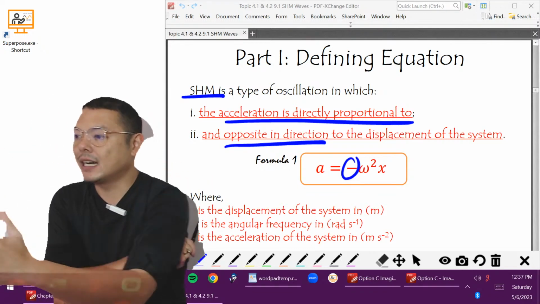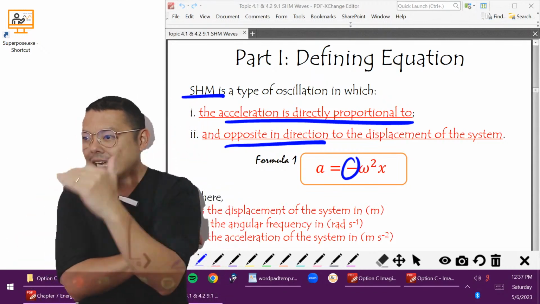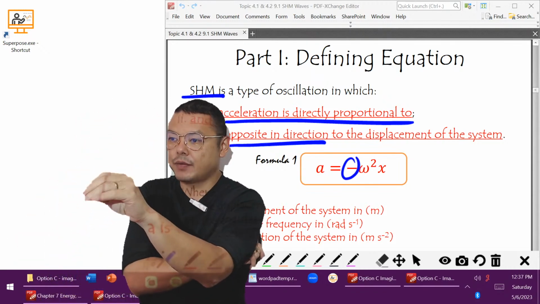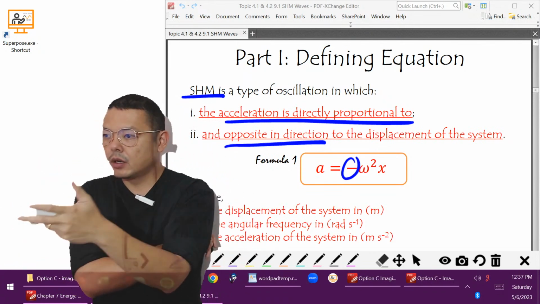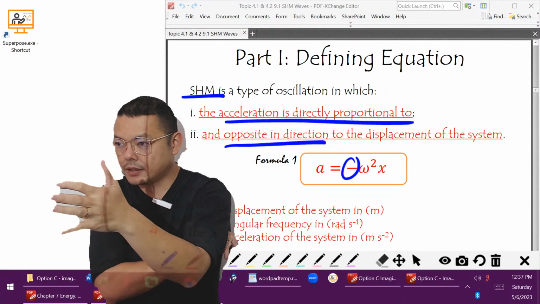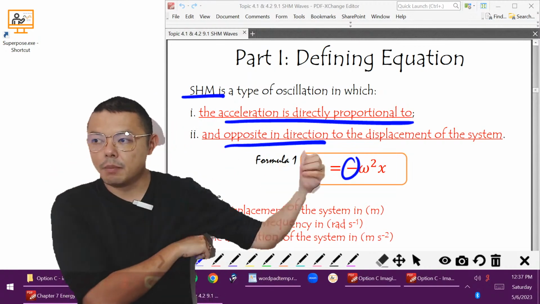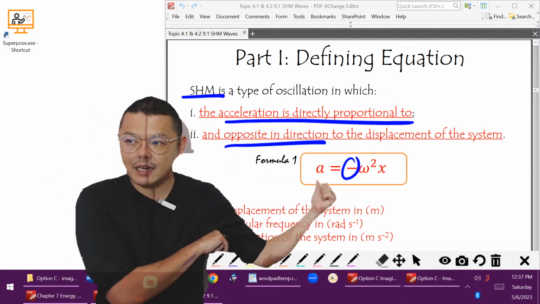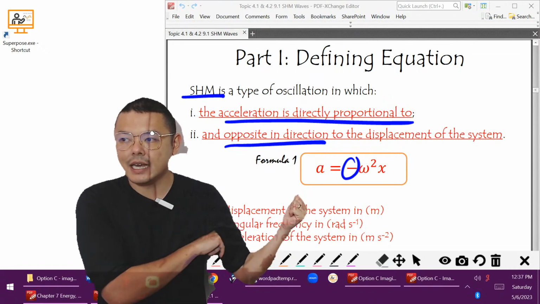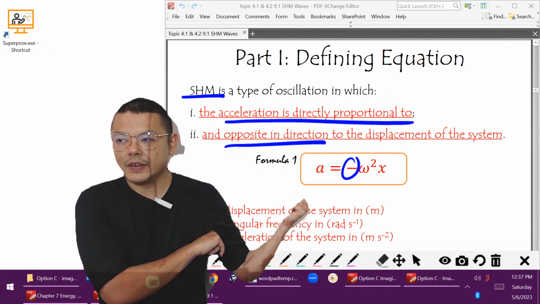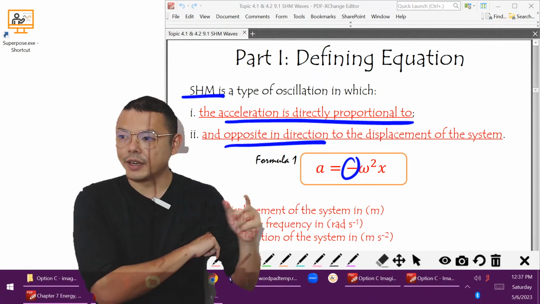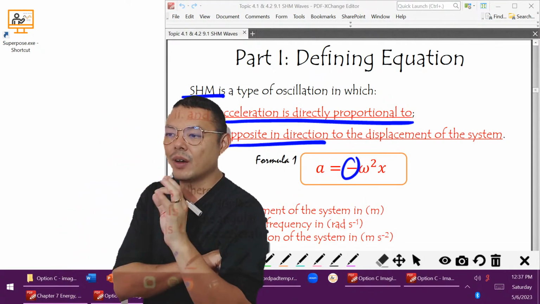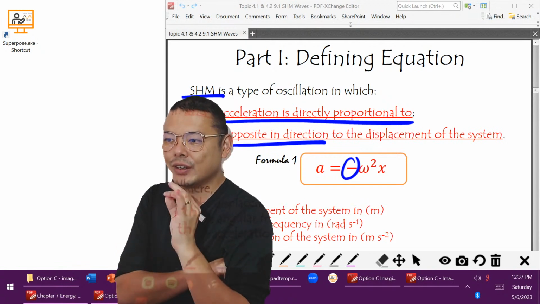What this means is this applies to all SHM. Remember the 5 systems I gave you? Pendulum, horizontal spring mass, vertical spring mass, transverse particle, longitudinal particle. All 5 of them must obey this law, then they can be considered SHM. If it doesn't, not SHM. Okay, so my question to you now is this. Why is circular motion not SHM?